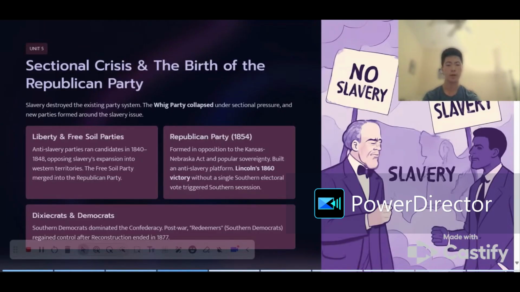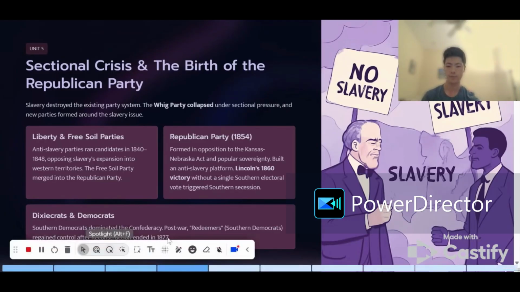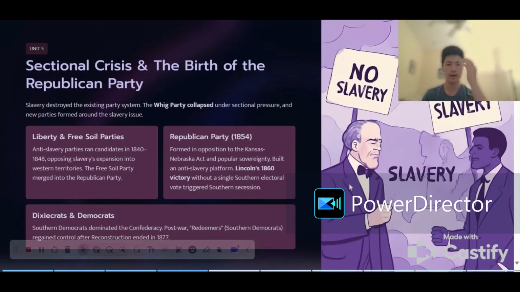And yeah, after the Civil War we get the Dixiecrats and Democrats. The Southern Democrats are mainly the ones in power in the South, and you can kind of think of them as Dixiecrats because they were very segregationist.